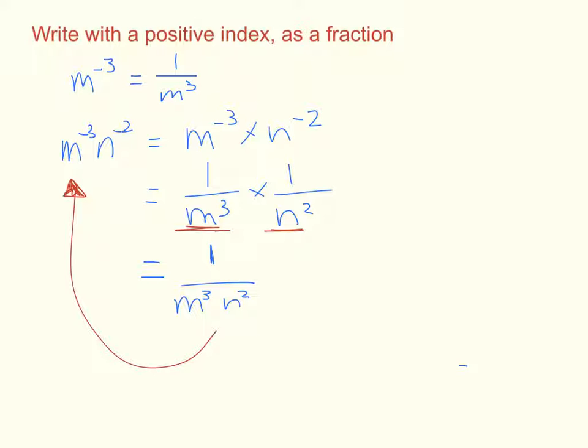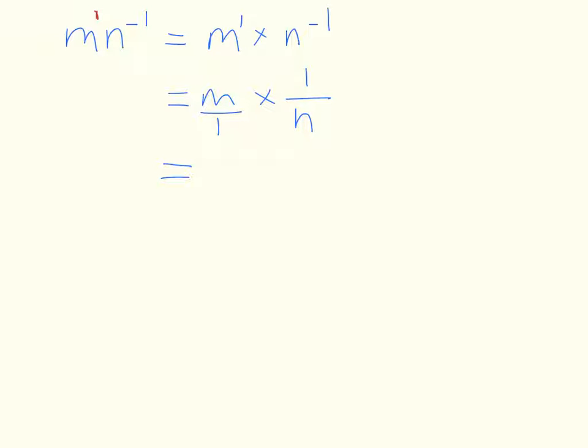Okay, so if we look back up here, everything that has a negative index for me ends up being in the denominator. Now if we keep doing the same sort of thing, if I've got something like mn to the minus 1, the important thing to note here is that m actually has a power of 1. So that we treat differently. So this is m to the 1 times n to the minus 1. Well, that's just m times 1 over n, which is m over 1 times 1 over n, which is m over n.